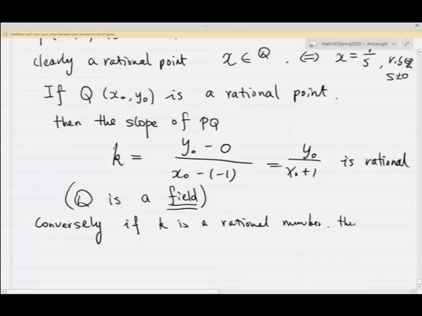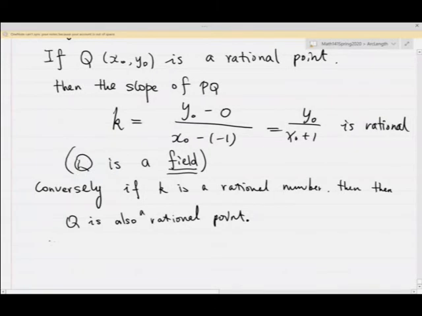Then the intersection, then PQ, the line PQ intersects, then Q is also rational, a rational point. So this is equivalent to see this. Indeed, we check. Indeed, right? The line equation.